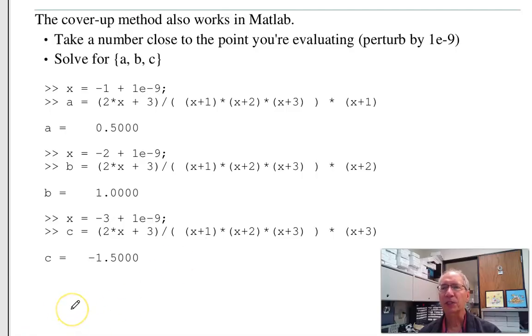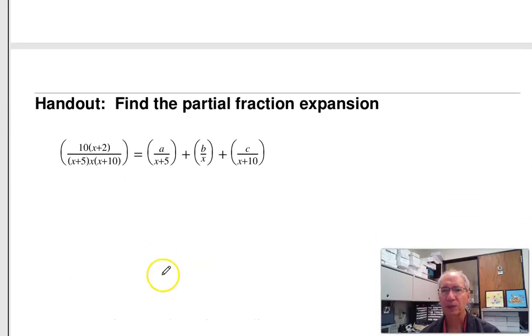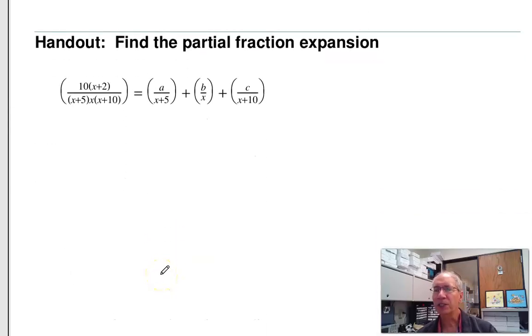The cover-up method also works in MATLAB. Third way to do it is I take the limit as x goes to -1. I can't plug in -1 because then I get 0 over 0. MATLAB doesn't like 0 over 0. So take a point that's epsilon away. Take your system times x plus 1 and you get the right answer. Take the point -2, epsilon away. Take your system times x plus 2. -3, epsilon away. Any of those three methods work. So with that, find the partial fraction expansion for this term.